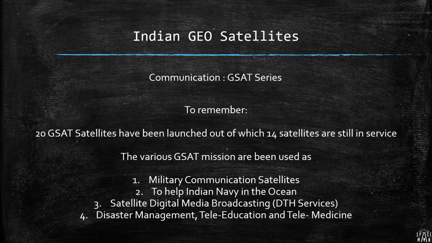Indian GEO satellites. India has a series of communication satellites called GSAT placed at geostationary orbit. Points to remember: 20 GSAT satellites have been launched, out of which 14 satellites are still in service. Not all of them are geostationary satellites. Some of them are geosynchronous satellites. Please watch my next video to know more about geosynchronous satellites. The geosatellite missions are being used for purposes such as military communication, to help the Indian Navy in the ocean, satellite digital media broadcasting, and also for disaster management.